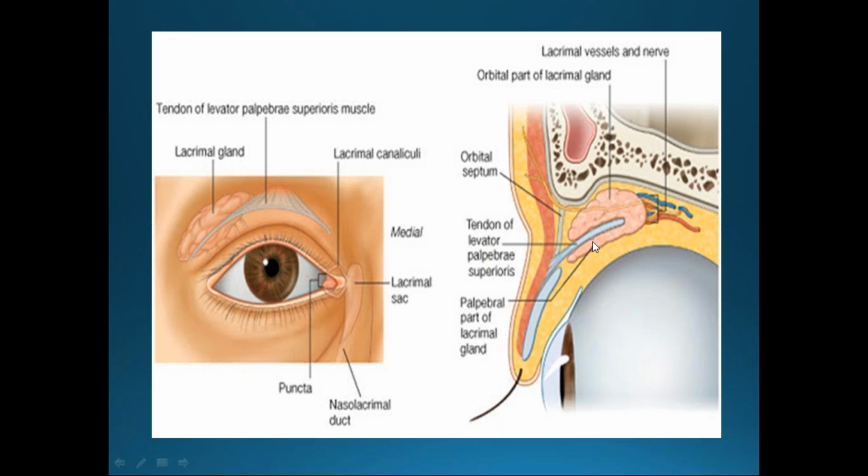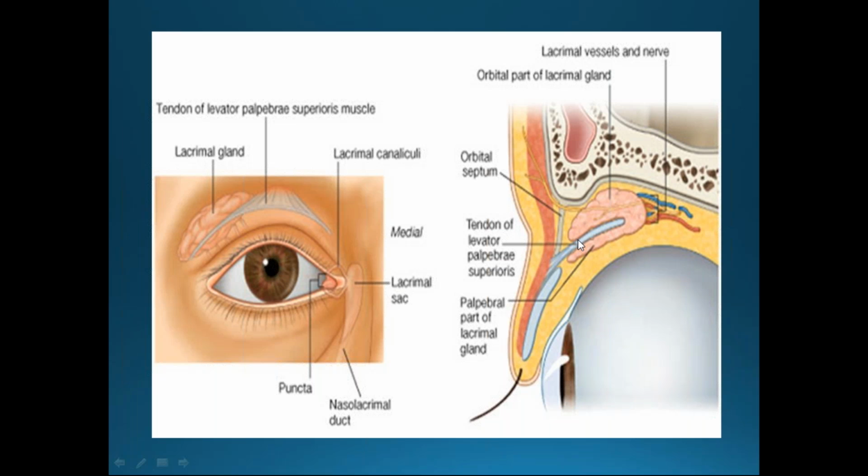This is the orbital part. This is the palpebral part. They are continuous with one another posteriorly, but anteriorly, they are separated by the LPS muscle. This is the LPS muscle. This almond shaped one is the orbital part. This small one is the palpebral part, which becomes continuous with the orbital part posteriorly, but anteriorly they are separated by the LPS.